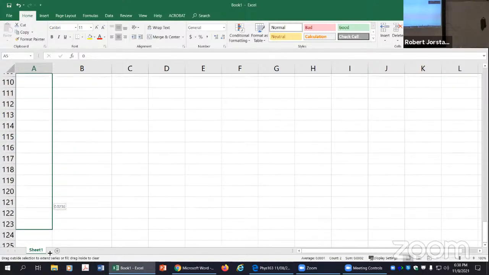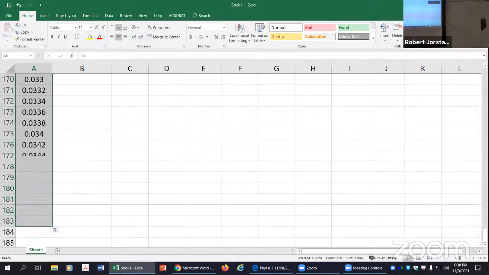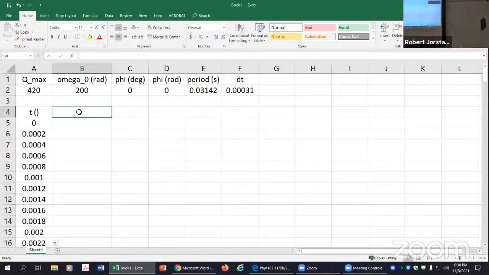To about 3, right? What was it, 0.31? Oh my gosh, do you agree I probably could have used a larger time step? But whatever. So now if I want to get Q as a function of time, what's the equation I want to use now with the phase angle? Do you remember?